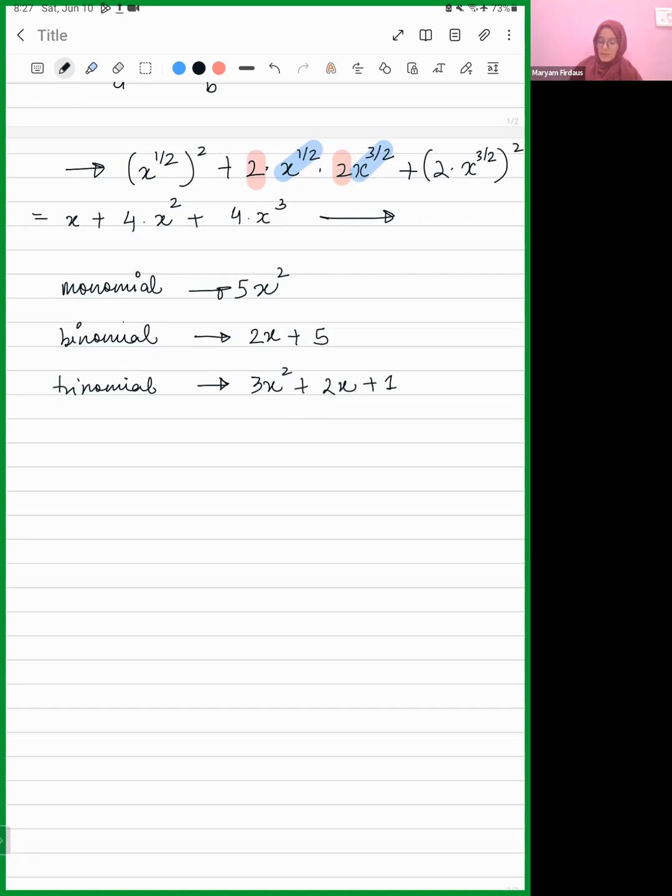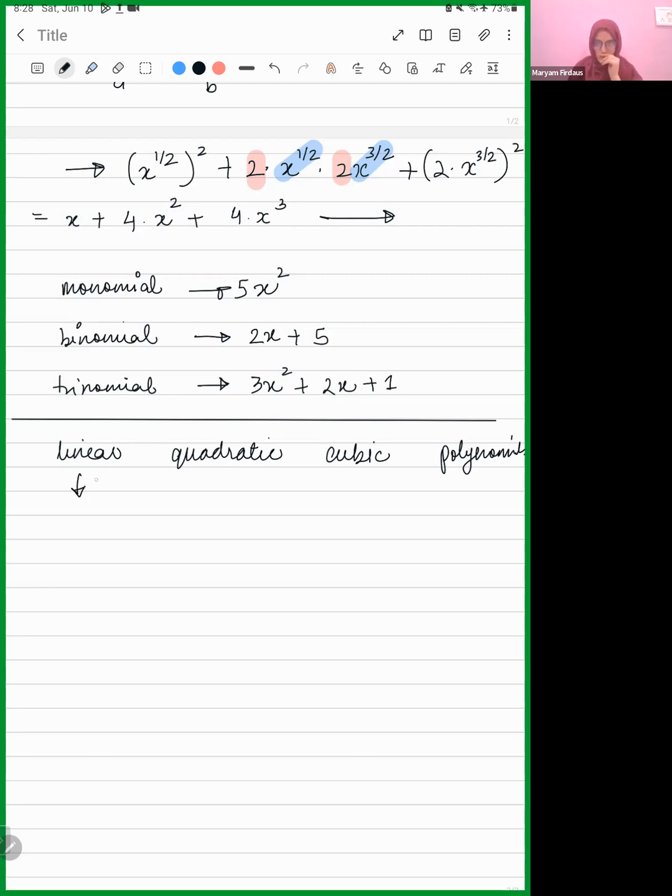Okay, so apart from these, there's something called linear, quadratic, and cubic polynomials. Do you know what these are? Yes, ma'am. Can you give me an example of a linear polynomial? Ma'am, highest degree is 1. Very good, highest degree is 1. For example, this x plus one is a linear polynomial, right?